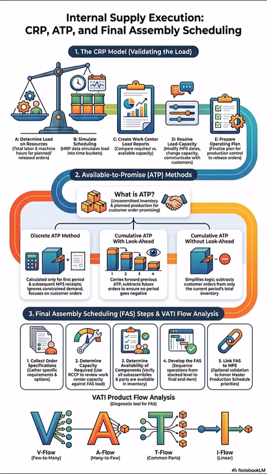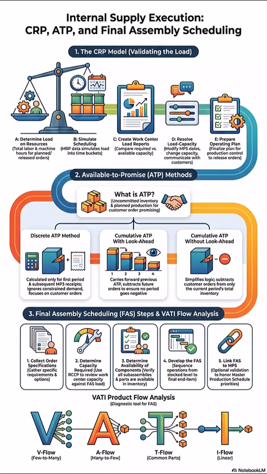Let's start with that first filter, the CRP. Because before a manufacturer promises you anything, they have to know their absolute limits. They have to. So if a company already has a material requirements plan, an MRP, which tells them exactly how many rubber tires and aluminum frames they need, where does capacity requirements planning even enter the picture?